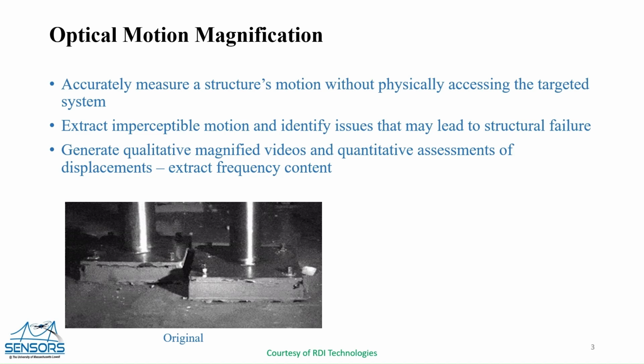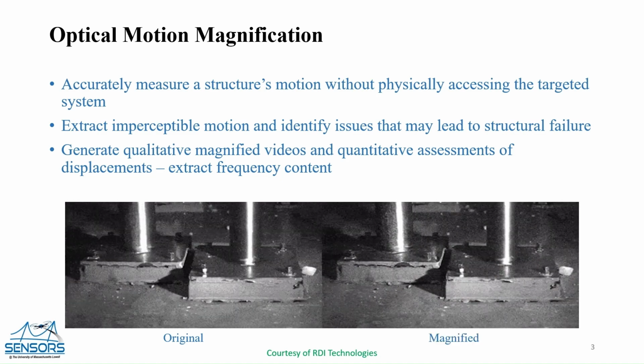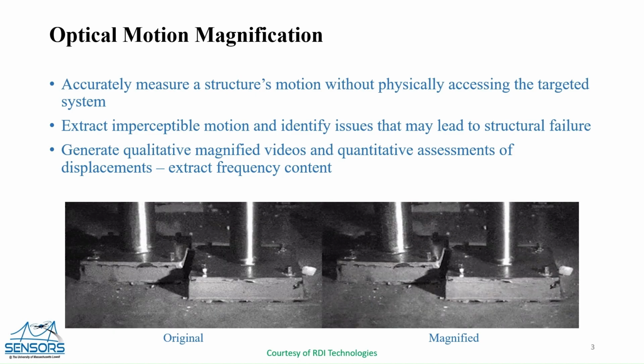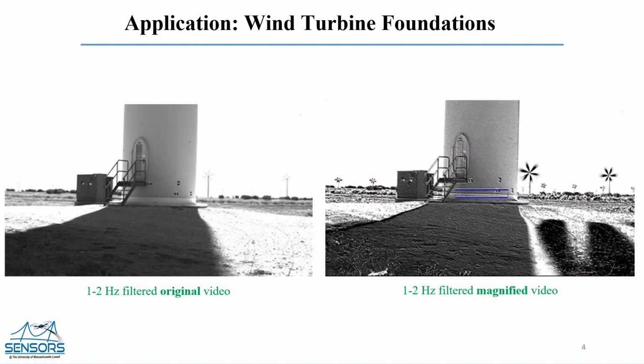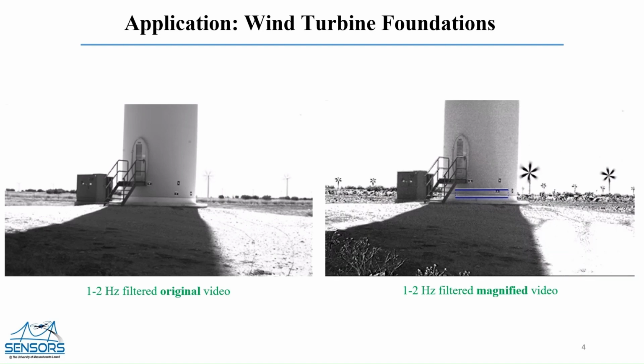Here's an example. In the video below, not much motion can be seen, and both base plates appear to be of similar health. However, once we magnify the motion, the points of largest displacement are clearly seen, and the left base plate is identified as having more damages. So we applied this technique on wind turbine foundations. The original video, seen on the left, doesn't really show any motion, but once we magnify it, as seen on the right, we can easily see the displacements.